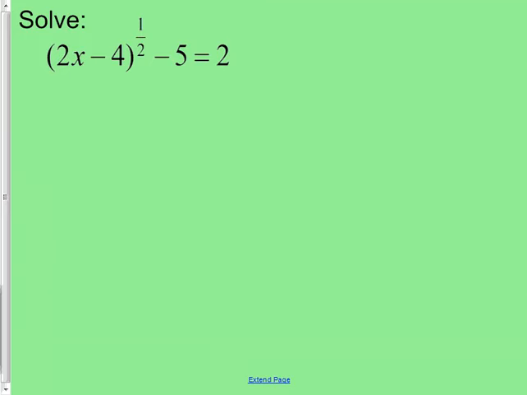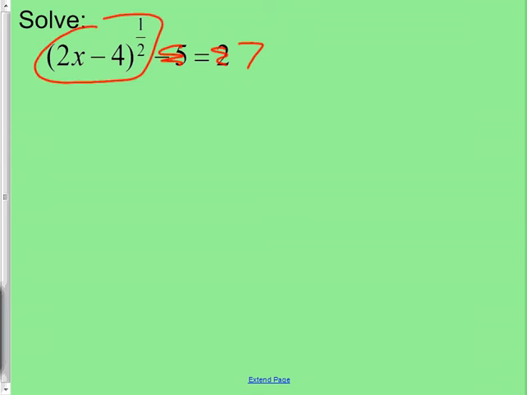This one, again, a fairly simple one. Give this one a shot. This one shouldn't be too hard. Get the clump alone. Okay, so we start by adding 5 to both sides. We got the clump alone.